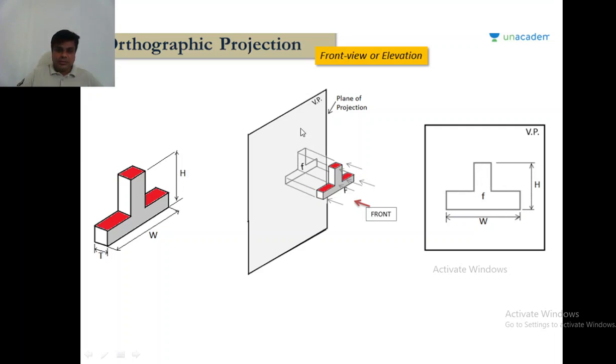So this plane of projection and the image view you are drawing here is called the front view of this object, or we simply call it elevation. In civil engineering drawing, the front view is called elevation.